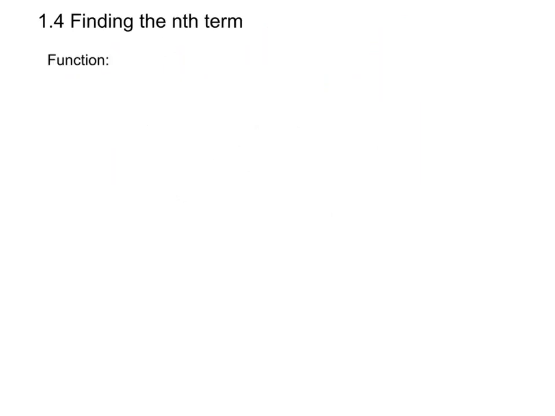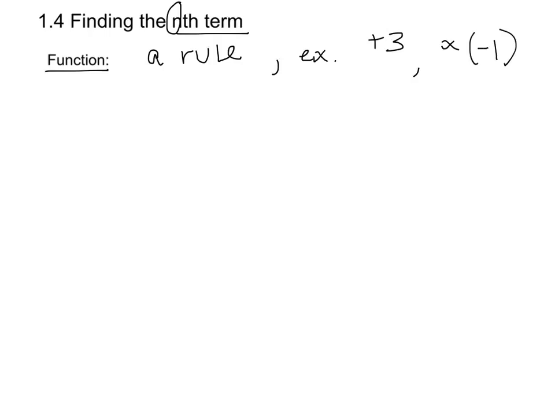So the next part of this lesson is about finding the nth term, n being a variable that can represent any number. So some vocab. A function is going to be a sort of rule by which you can define a pattern, like, for example, add 3 each time, or multiply by -1 each time.